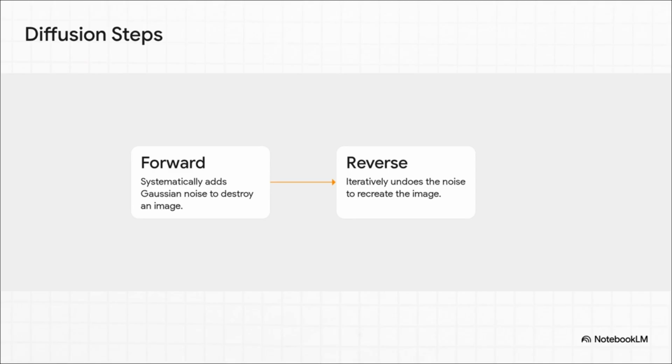Step 1 is forward diffusion. The AI takes a perfectly clear photo, let's say a picture of a dog, and it systematically destroys it. It adds that static noise step by step until the dog is just a blurry, unrecognizable mess of pixels. Step 2 is reverse diffusion. The AI is now tasked with iteratively undoing that exact noise step by step to recreate the dog.